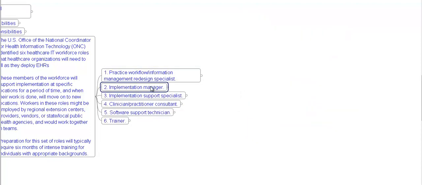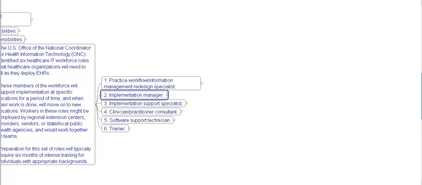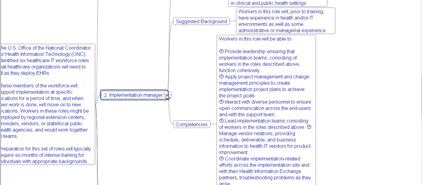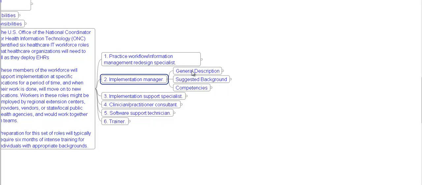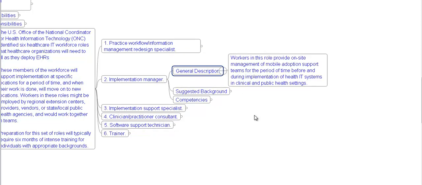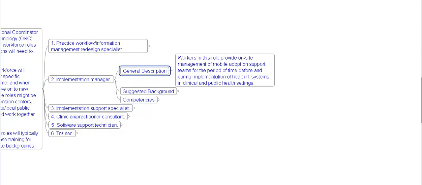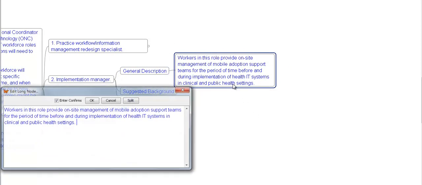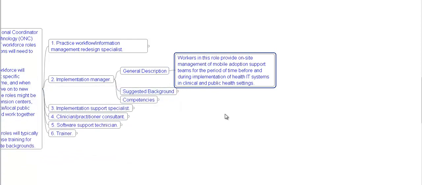Now we'll see the implementation manager. General description, suggested background, and competencies. Workers in this role provide on-site management of mobile adoption support teams for a period of time before and during implementation of health IT systems in clinical and public health settings.